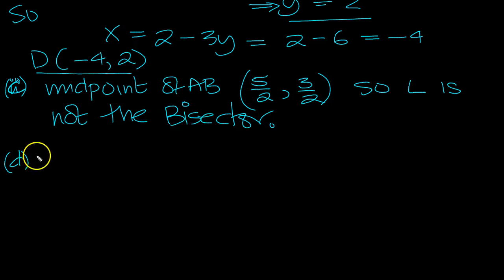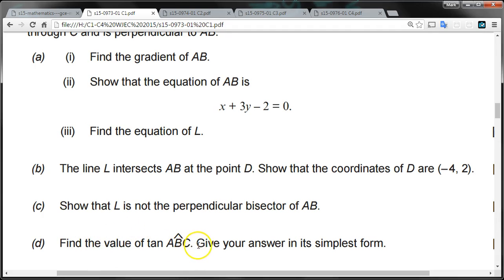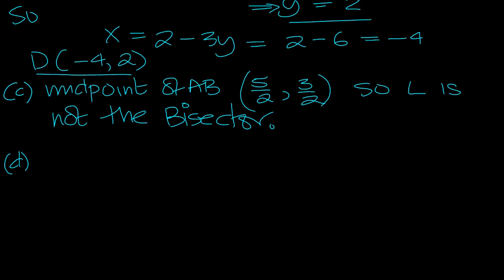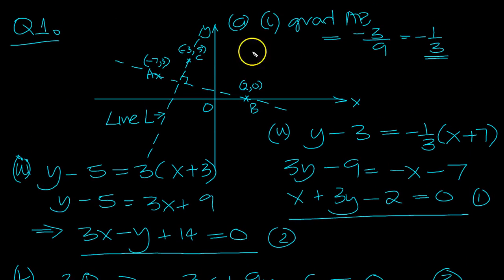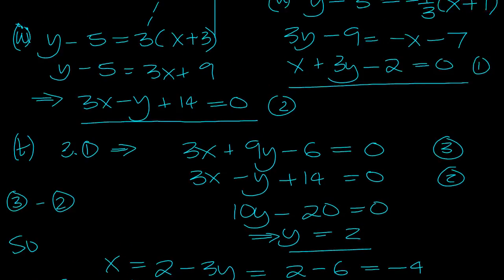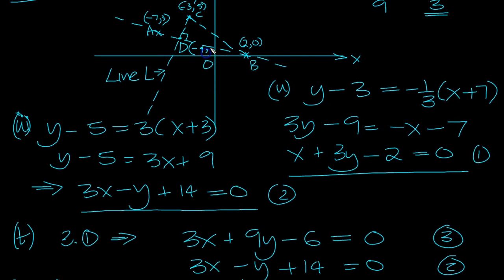Part D. Find the value of tan ABC. Give your answer in its simplest form. Tan ABC. Well, what have we got in our picture then? We've got this coordinate here is D. We've got a triangle, so we've got a right-angled triangle. This is the D, which was what coordinates? Minus 4, 2. So the length of CD, using Pythag. This is the opposite side. We want the opposite over the adjacent for the tangent of this angle, CBD.